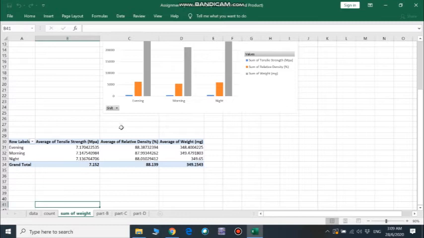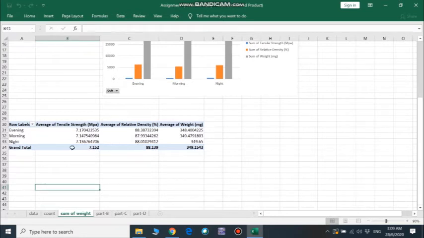The second thing is to calculate the average. The average of the tensile strength in megapascal is going to be 7.152, the average of relative density is going to be 88.139, and the average weight is going to be 349.143. This is the grand total. As we can see, there is not that much difference between the shifts in terms of the average.